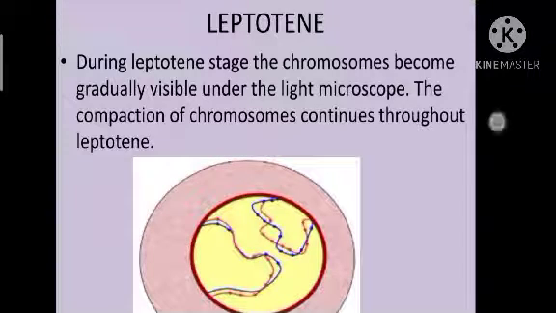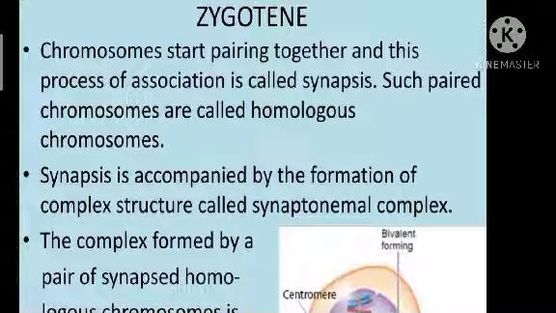Next is the zygotene stage. The main important event that takes place during zygotene is pairing of chromosomes. Pairing, as I already told you, one paternal and one maternal chromosome will pair with each other.